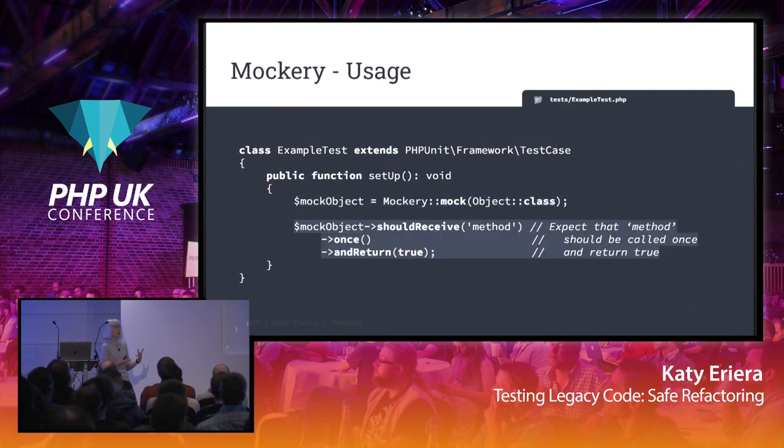And you can perform expectations on your mock objects. In this instance, we're saying that at some point during the execution of our code, this mock object should receive a call to the method called method. It should only receive a call to that method once. And when it does, it should always return the value true. This is not asserting on the return value of that method. We are telling it that it will return true. And that allows us to essentially force the flow of our application.